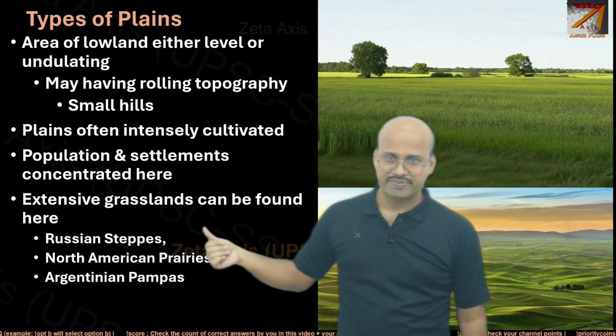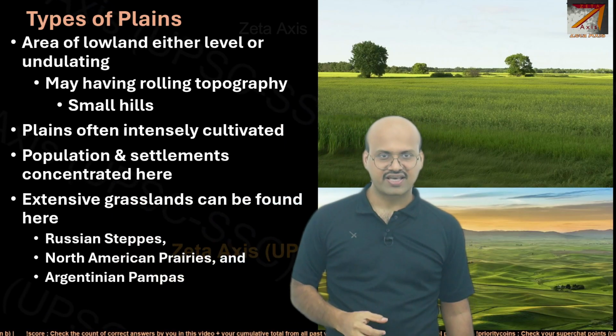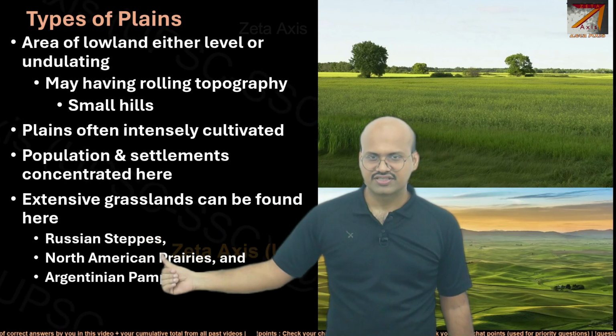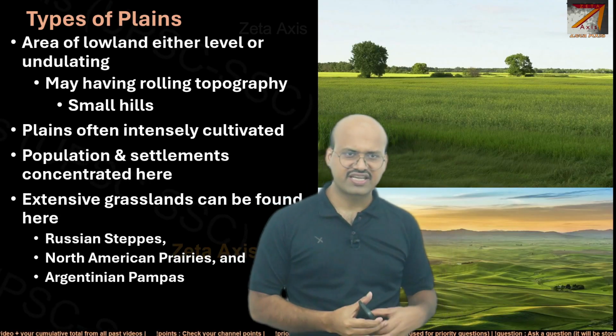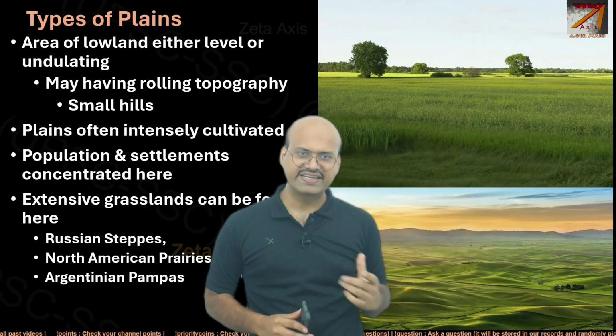Extensive grasslands can be found here. The plain regions also have extensive grasslands. Examples are the Russian steppes, North American prairies, and Argentinian pampas. These are regions where short grasses naturally grow because of the environmental conditions.